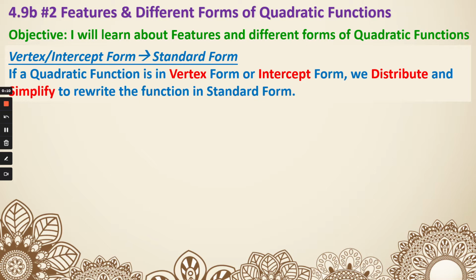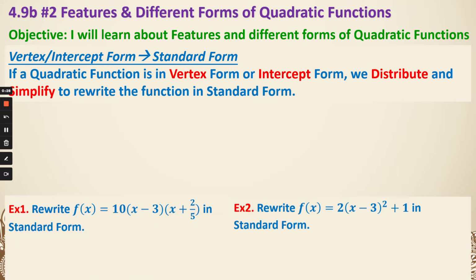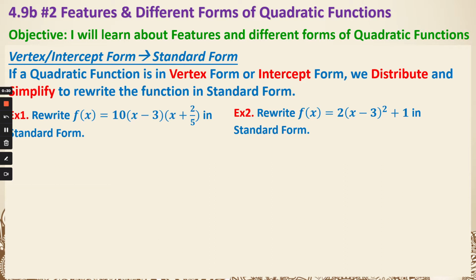Let's start with vertex form or intercept form to standard form. If a quadratic function is in vertex form or intercept form, we will distribute and simplify to write the function in standard form. So for example, Example 1, we are going to rewrite that in standard form.